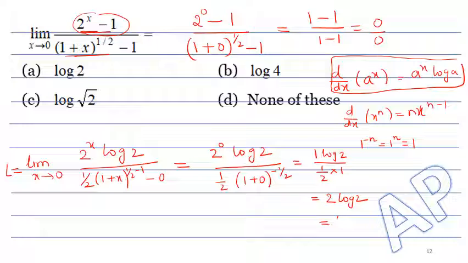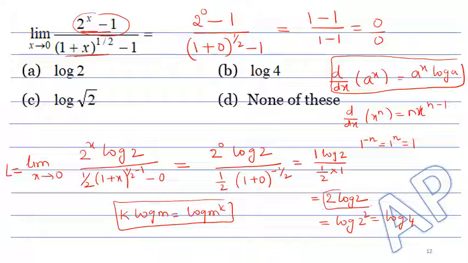This 2 log 2 can be written as log 2 square, which is equal to log 4. We know that k log m is equal to log m to the power of k. When you apply this rule here for 2 log 2, this becomes log 2 square, which is equal to log 4. So option B is the correct choice.